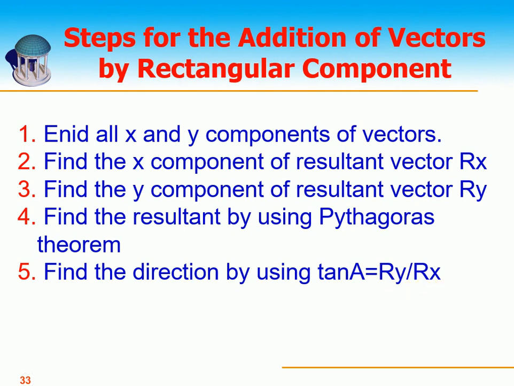minus theta. If both of them are negative, then you are in the third quadrant, your angle will be 180 plus theta. And if ry is negative and rx is positive, you are in the fourth quadrant. In that case, your positive anticlockwise angle is 2 pi or 360 minus theta. If you still have any questions regarding this, please let me know.